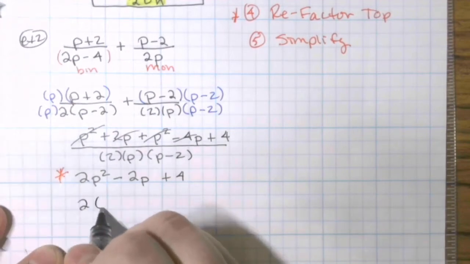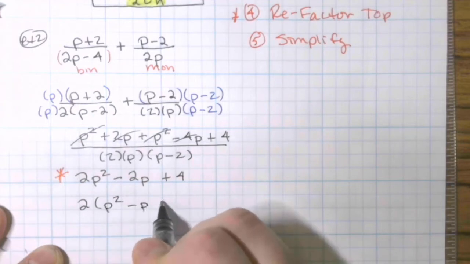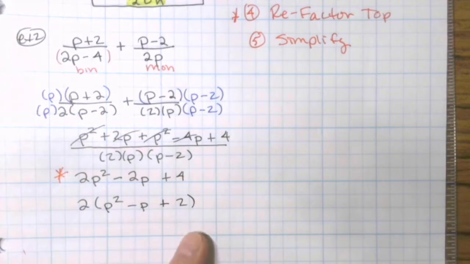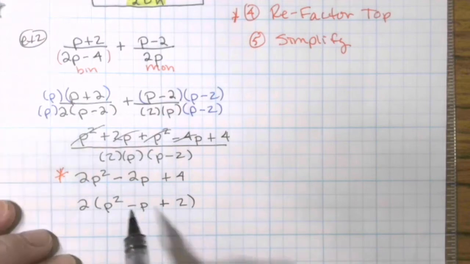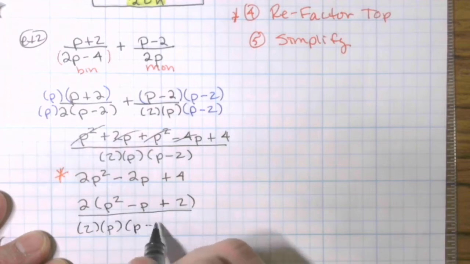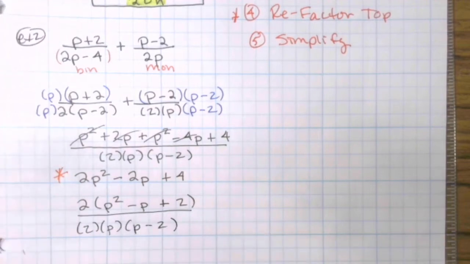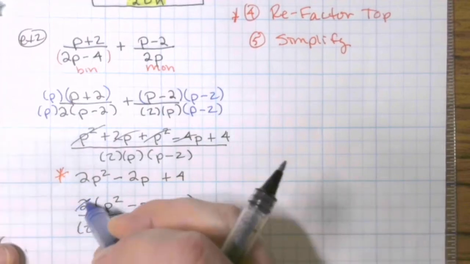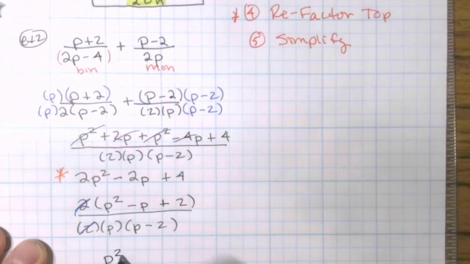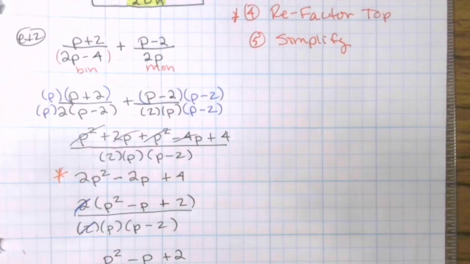I can divide a 2 out. That gives me p squared minus p plus 2. And this does not factor any further. So we're done with the top. Okay, that was fast. Over 2 times p minus 2. So we've refactored the top. I now can divide a 2 out of both the top and the bottom, and I'm going to simplify. I get p squared minus p plus 2 all over p minus 2. That is our final answer.